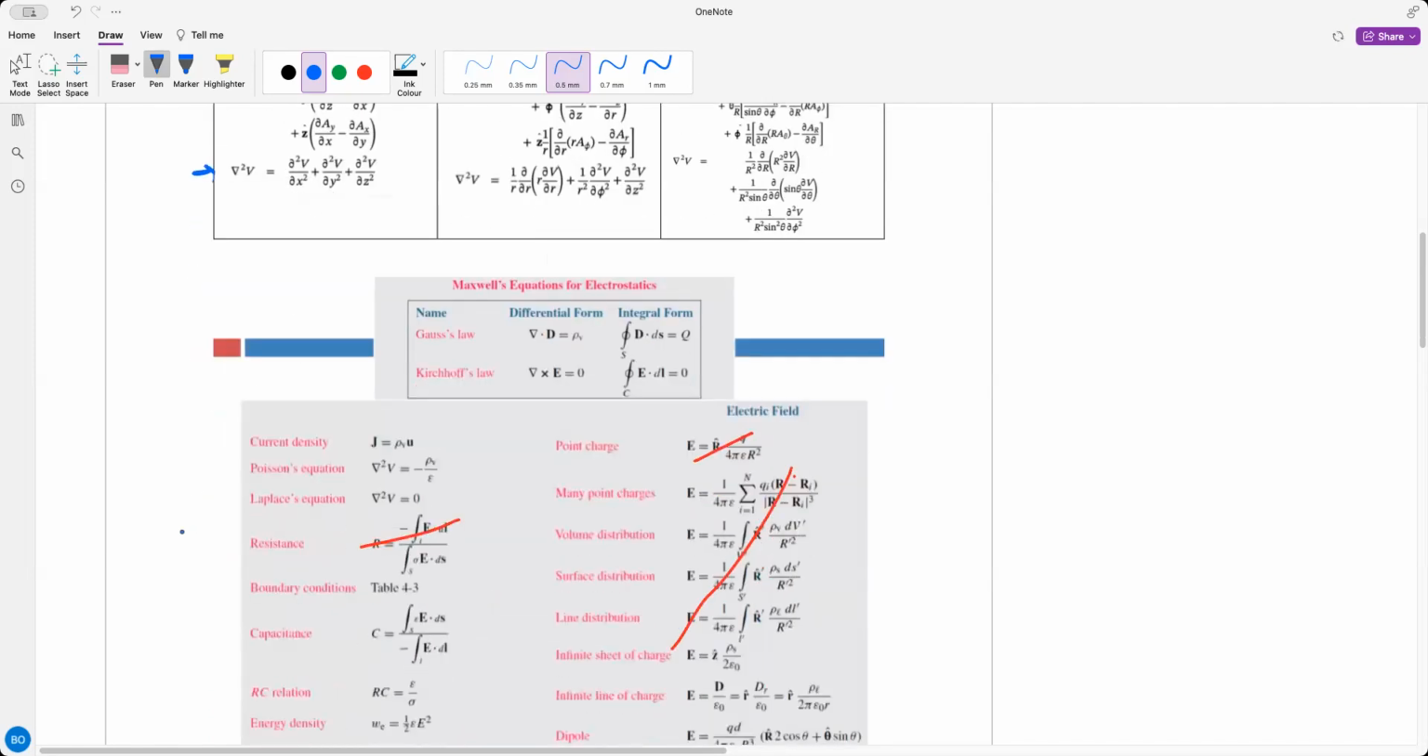Then the equations that you will be given are the first ones for chapter 4.